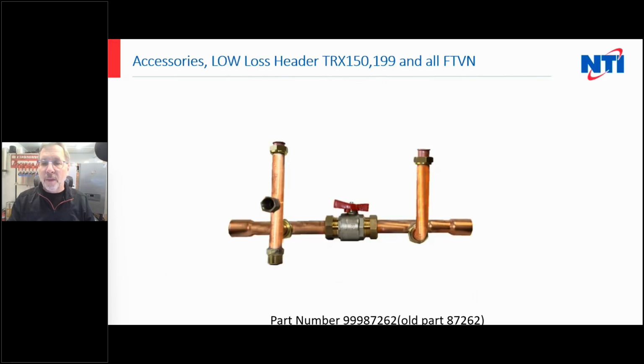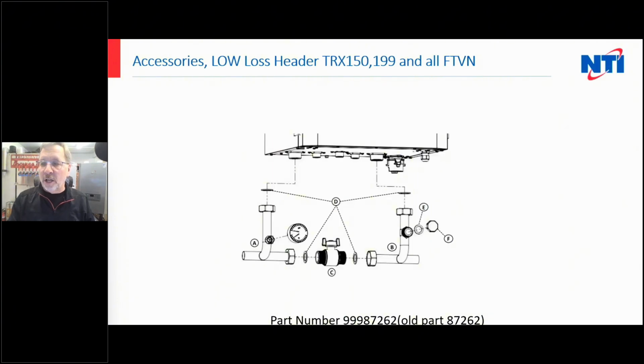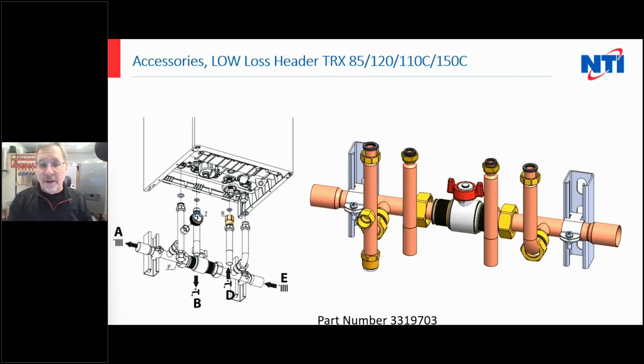Cool. We have a low loss header now for the 3 larger TRXs and all the FTVNs. We also have a low loss header for the smaller ones. Yes, did you know that the TRX 85 through 150 combi have a low loss header available for them? And there it is. That's your low loss header for the smaller ones. In stock, over 100 of them sitting there. I think last time I counted, there was 199 or so of these sitting there. I don't think anybody knows we have them.